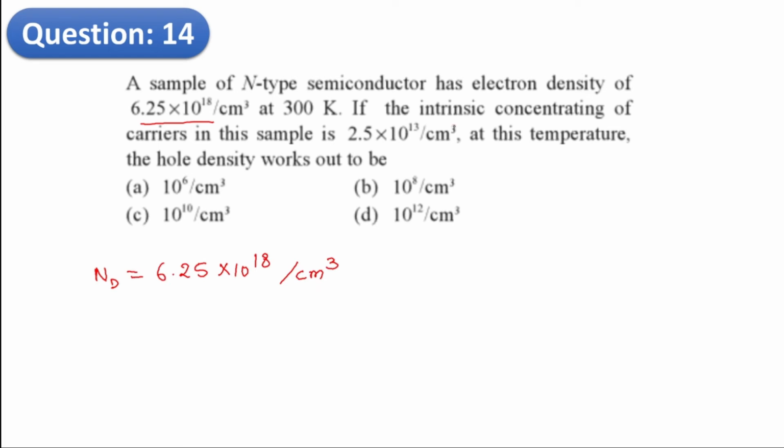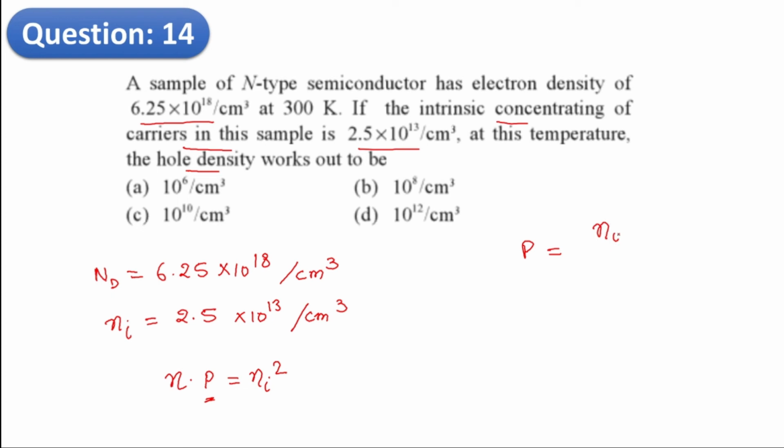If the intrinsic concentration of carriers in the sample is 2.5 into 10 to the power 13 per centimeter cube, that is Ni is also given. Ni is equal to 2.5 into 10 to the power 13 per centimeter cube, and there is room temperature. We need to calculate hole density. So we can use the mass action law, that is N into P, which is equal to Ni square. We need to calculate this P, so we can write P equal to Ni square divided by Nd.